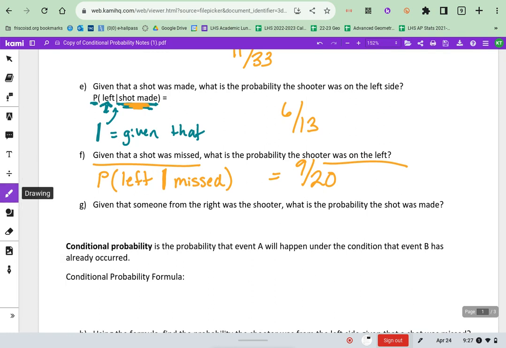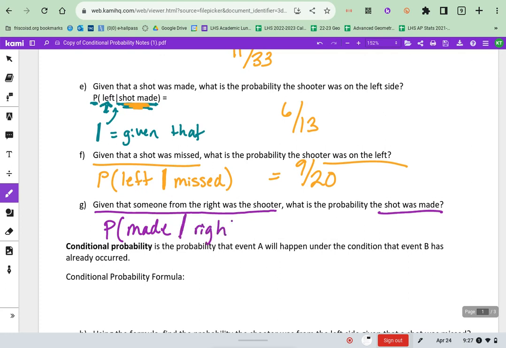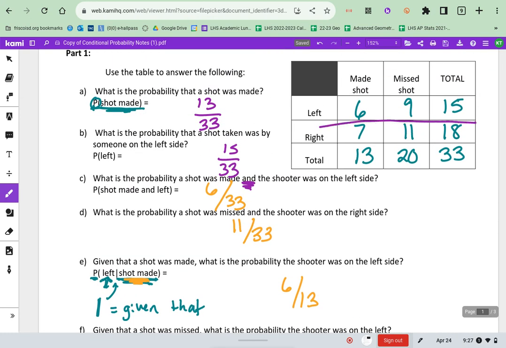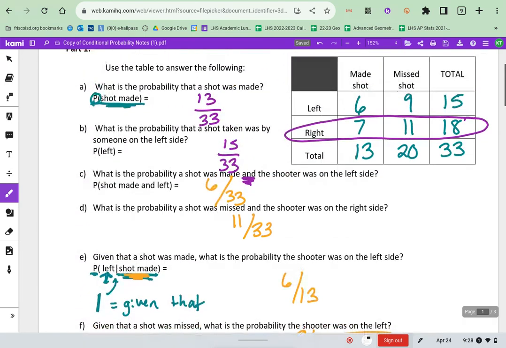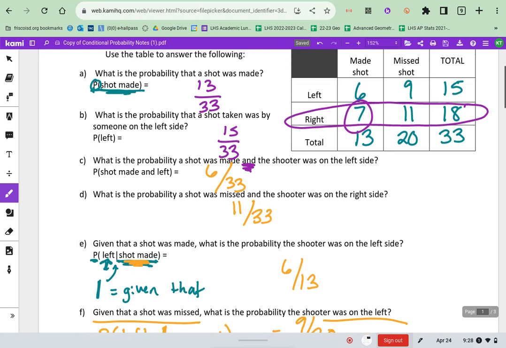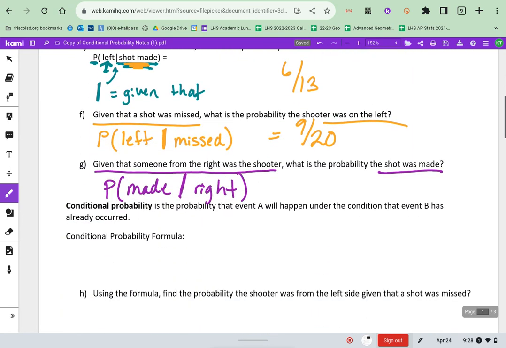All right, G said, given someone from the right was shooting, what's the probability it was made? So we want the probability it was made, given that it was from the right team. In my table, I circled that I'm only interested in the right team. What's the probability it was made on the right team? I'm looking at 7 out of 18 total shots.